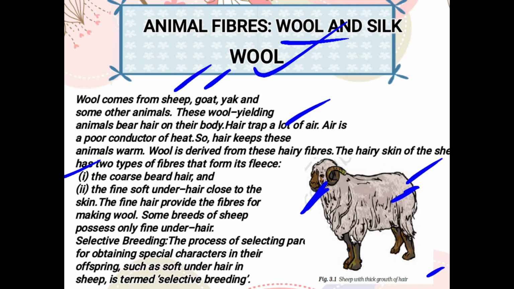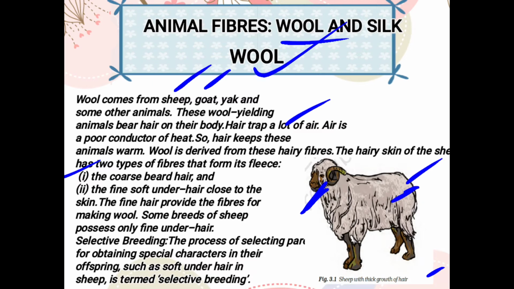We are not feeling cold, whatever the clothes are made from, the soft hair that is close to the animal's body. That's why the people, or you can say the rearers, are selecting the sheep by the process that is called selective breeding. So let's study what selective breeding is.